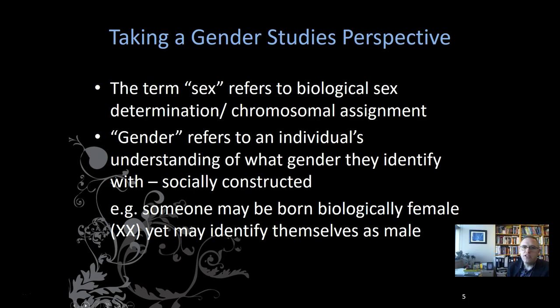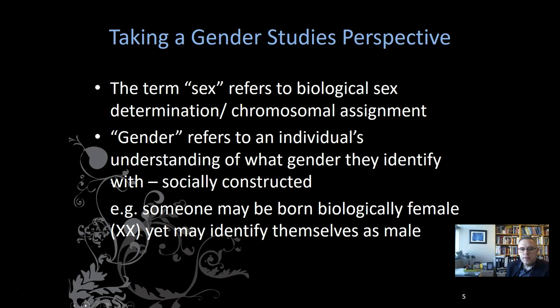Now, when we take a gender studies perspective, it's important to keep in mind that the term sex refers to biological sex. And so male and female is a sex assignment, and it's based on chromosomal assignment and external sexual characteristics. However, the term gender refers to an individual's understanding of what gender they identify with, and this is socially constructed.